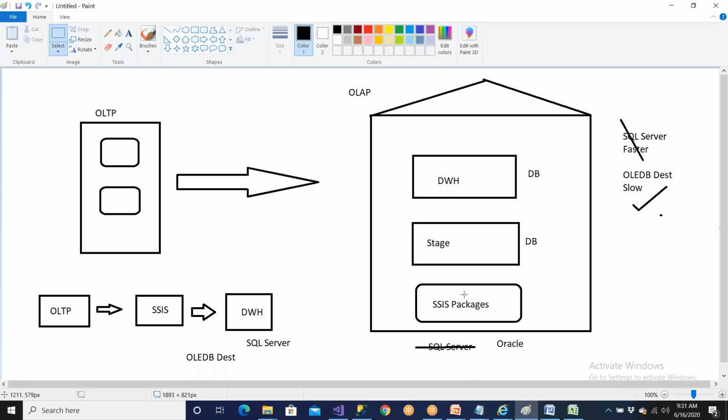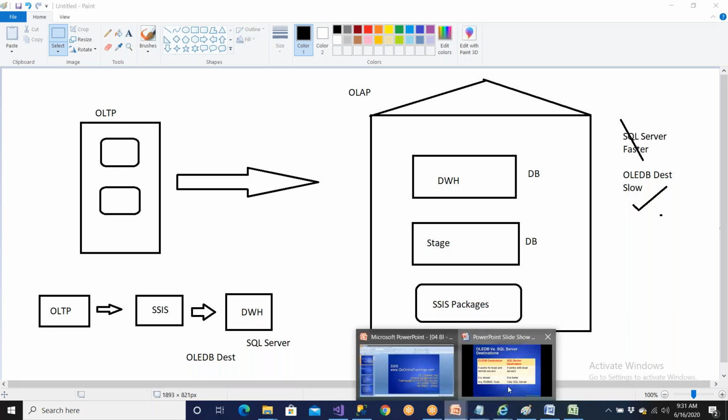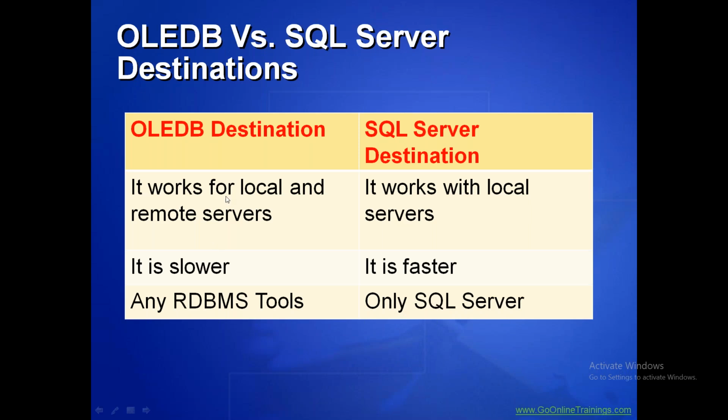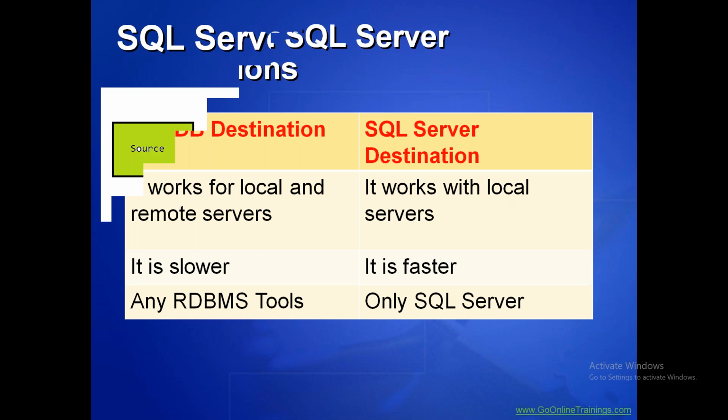Only one case: wherever you have SSIS packages in that machine, if you have data warehousing with SQL Server, use SQL Server destination, which is very fast. For all others, you have to use OLEDB only. Even though that is slow, we cannot help it. OLEDB works for local and remote machines and any RDBMS can be connected, while SQL Server destination works for local SQL Server only, but it is faster. Clear? So these are the things that you should know.